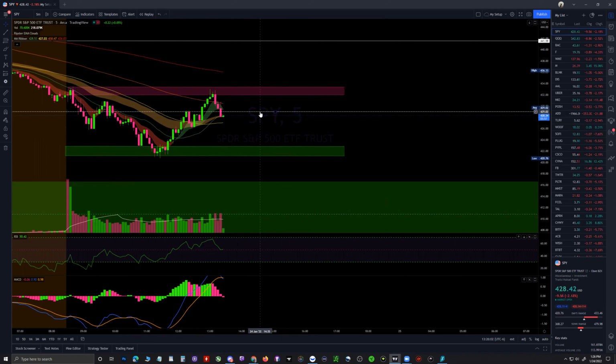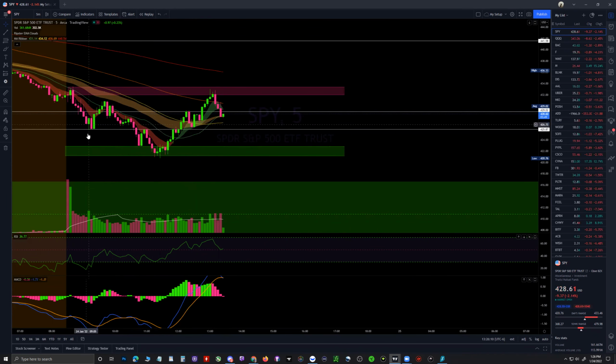So we've got a resistance line here. We've got a support line here, which it seems to have bounced off of again here. So if this doesn't push past this current resistance line, we could see it continue all the way down to this old support before bouncing. And then, who knows what's going to happen throughout the rest of the day.